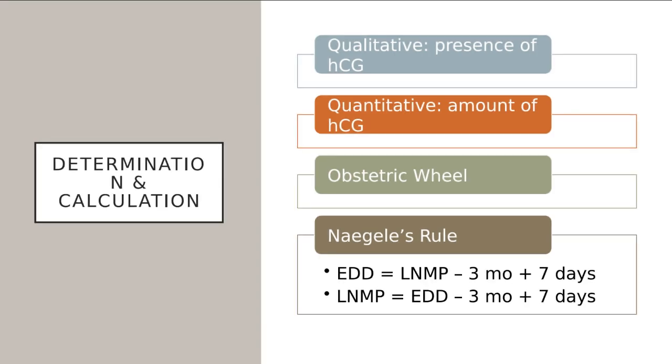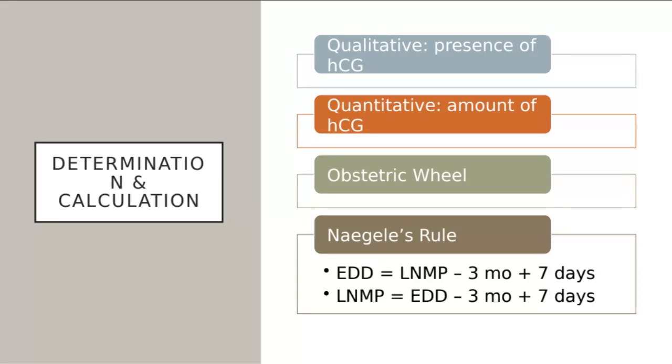We also, if we have a patient who knows their very specific dates, they may know their day of conception, they may know their last normal menstrual period, they may have had truly normal periods for their entire life, we can use an obstetric wheel to help us calculate typically where that patient should be in that pregnancy. We also have Naegele's rule, where this will be asked on your boards, where you can calculate the due date of the patient or the last normal menstrual period, depending on the information that you know.